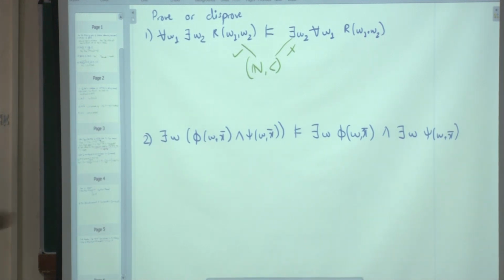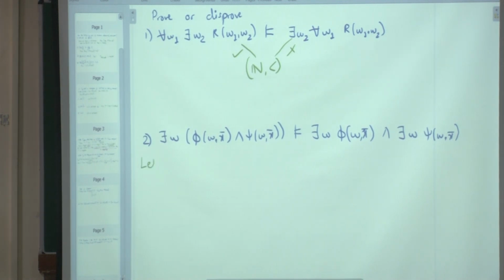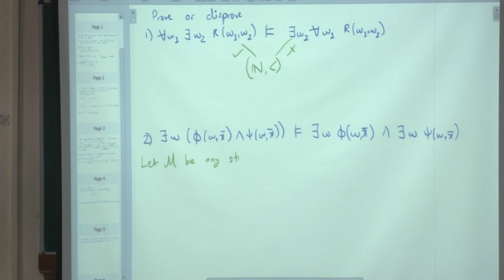You should start with, so there is also X bar here. So let M be any structure and A bar be in M. Suppose M satisfies LHS at A bar, and then you continue.